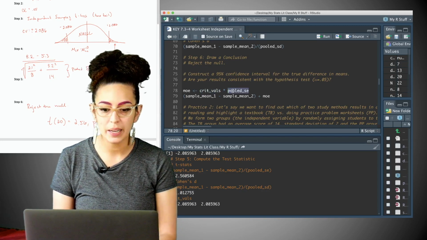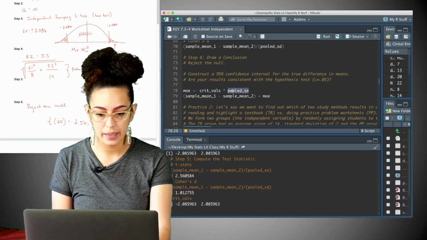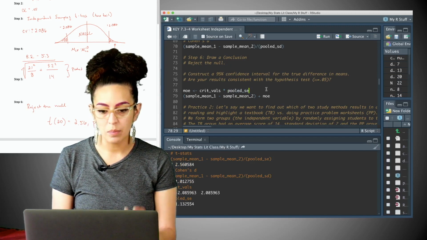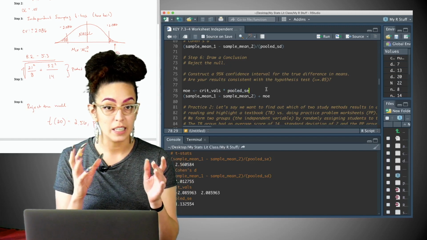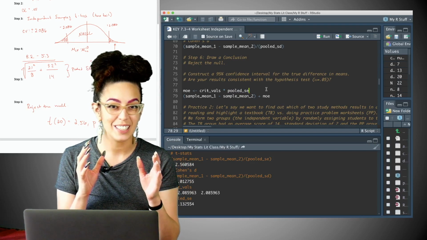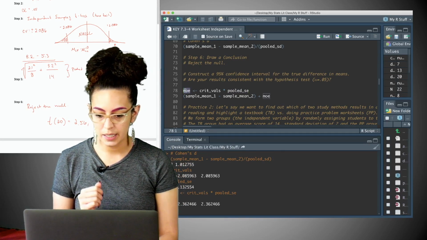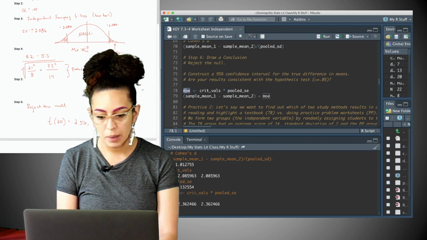We're going to multiply the pooled standard error that we calculated above, which was 1.13. If we multiply the standard error by the level of significance you want, you end up with your margin of error. And in this case, it is negative 2.36 and positive 2.36.